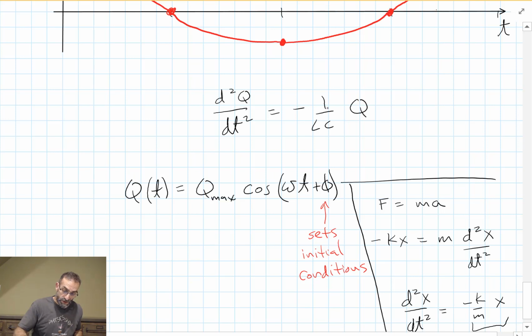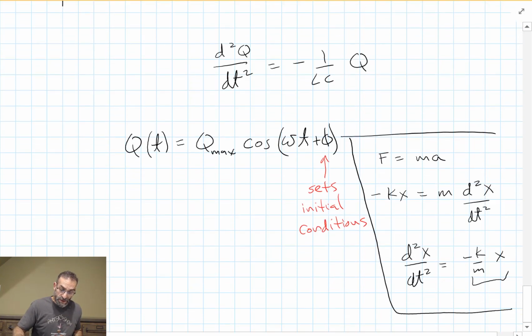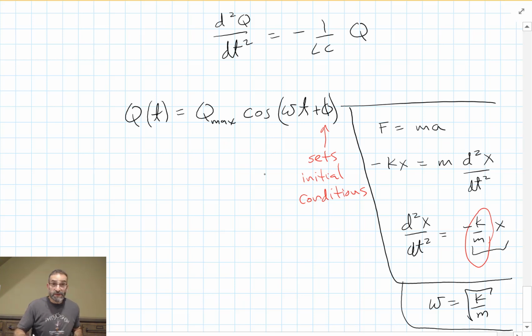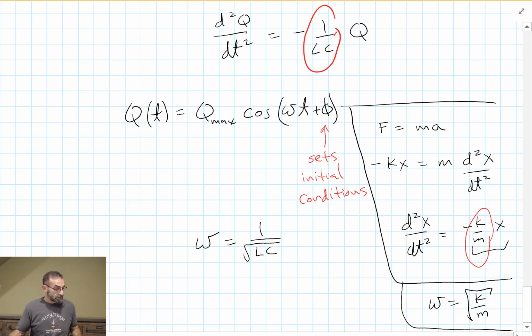And we have a term for this, 1 over LC, just like we did in mechanics. What did we call K over M? We said that was the angular frequency squared. Omega was the square root of K over M. So over here we do something similar. We say omega is the square root of 1 over LC. We call that the angular frequency of oscillation. And that's for an LC circuit.